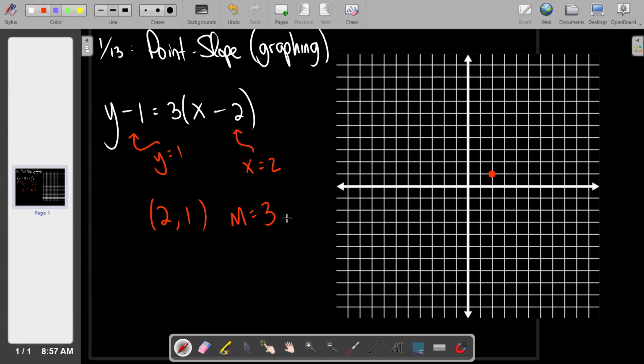Talk me through a slope of 3. What does that mean? Slopes need to be thought of, at least, as fractions, though they don't need to be written that way, so that we have a rise and a run. And it's positive, so my line had better look positive. So I'm going to go up 3, right 1, up 3, right 1, up 3, right 1, down 3, left 1, down 3, and so on and so forth.